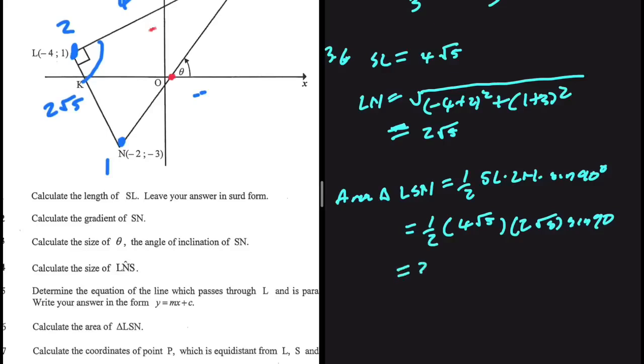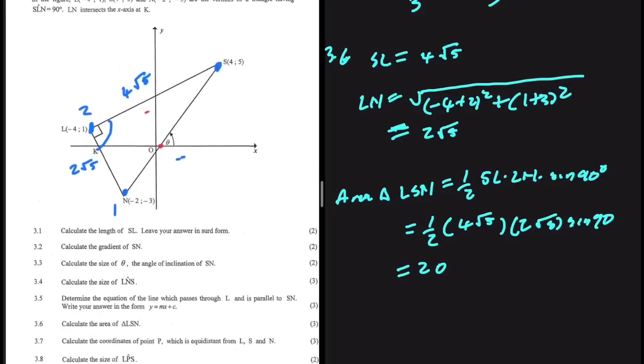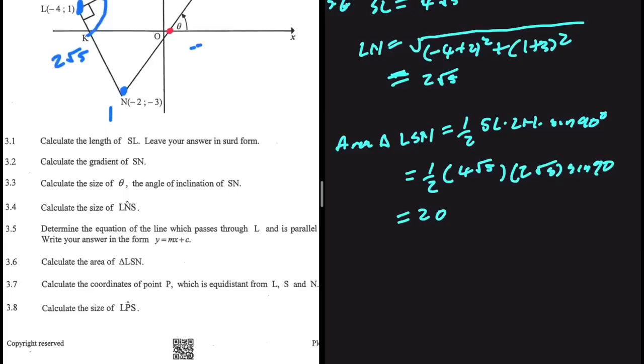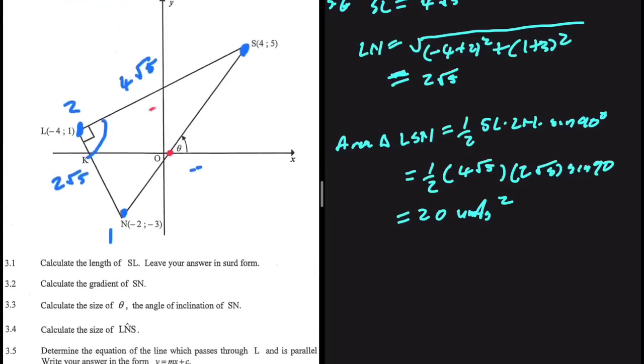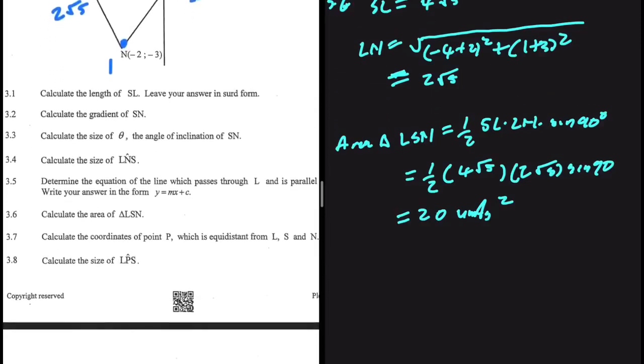I'm getting 20. Do we have a unit? I don't think we're given any units, so I'm just going to say 20 units squared. Some people will say 20 square units, and that should also be fine. So that is the area of LSN. You could have used a different method, maybe using LN and LS. You should get the correct answer either way.